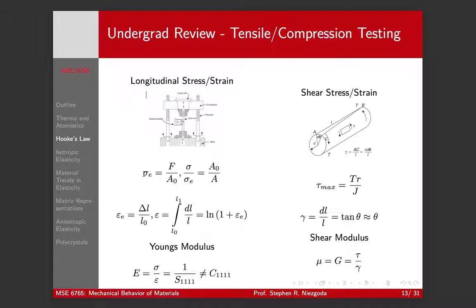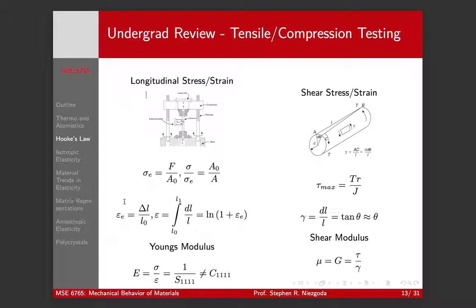And notice these are not bold. These are scalar values. It's just a force applied divided by the area. And of course, the ratio of the areas is also going to be the ratio of our true stress and engineering stress.